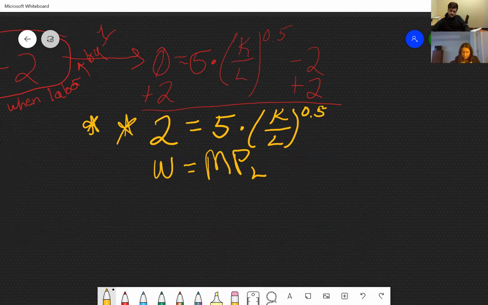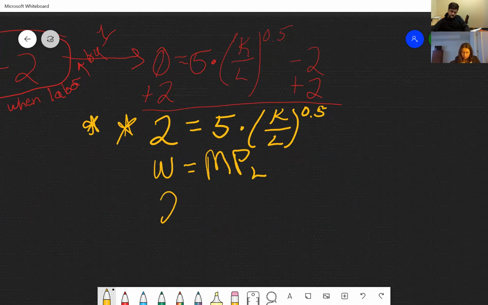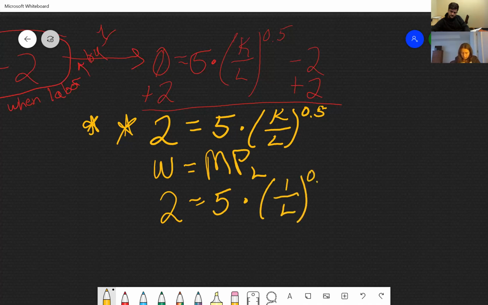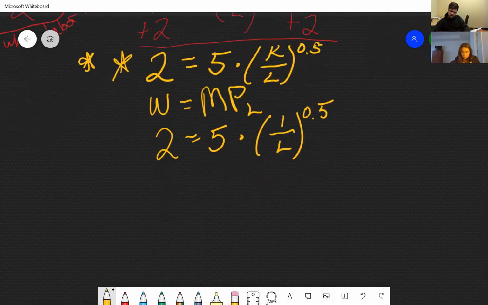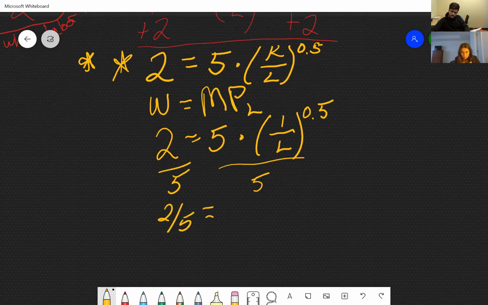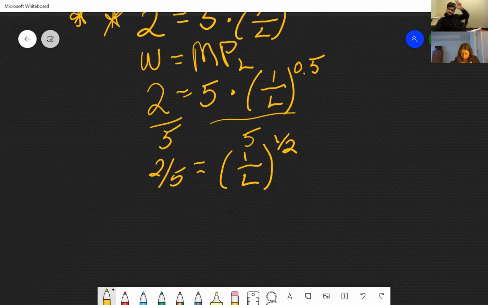But let's go ahead and just solve this real quick, right? So it's going to be 2 is equal to 5 times, we're going to plug in K is equal to 1, over L to the 0.5. And now we have a little bit of a pickle to get out of here, right? We've got to get this second part by itself. So we're going to divide both sides by 5. So we end up with 2/5 is equal to 1 over L to the, and I'm just going to switch to fractions because it's probably going to be easier for me.